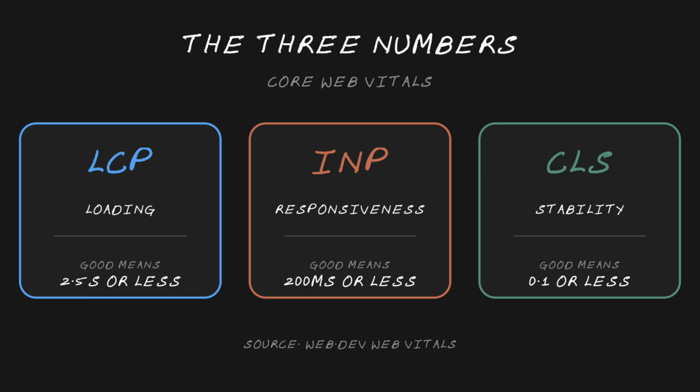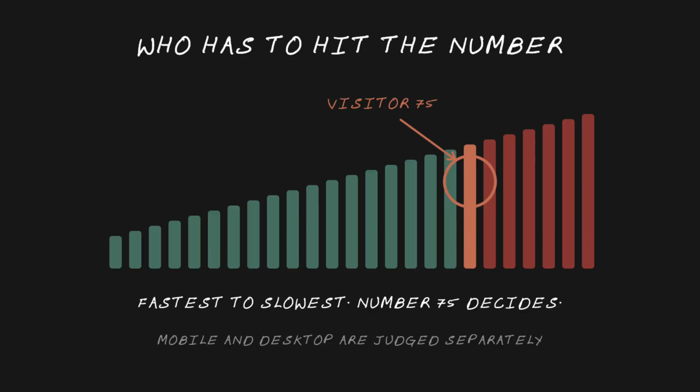And cumulative layout shift is stability. That's the page jumping around while you're trying to tap something. Good means 0.1 or less. Now here comes the part most people miss. These thresholds are not about your average visit. Google measures at the 75th percentile split across mobile and desktop.